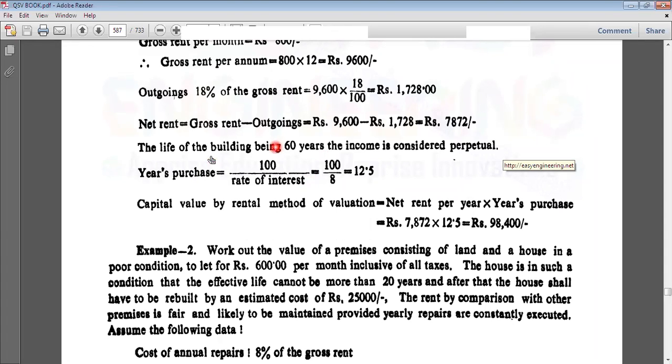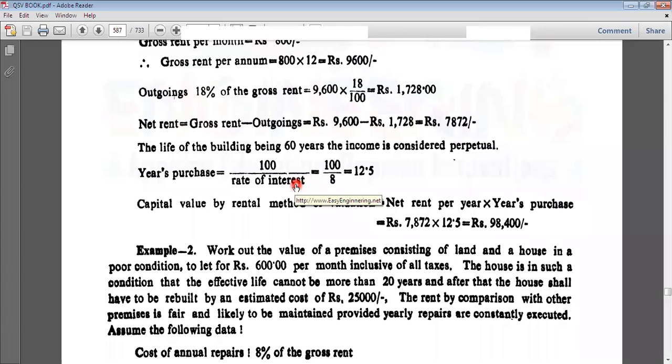But if the life of the building is 30 years and the income is not perpetual, then our formula for YP, that is years purchase, is equal to 1 divided by IP plus IC, where we have to consider two rates of interest. One is on the cost of construction, that is IP, and another is IC, that is the rate of interest on the sinking fund value.